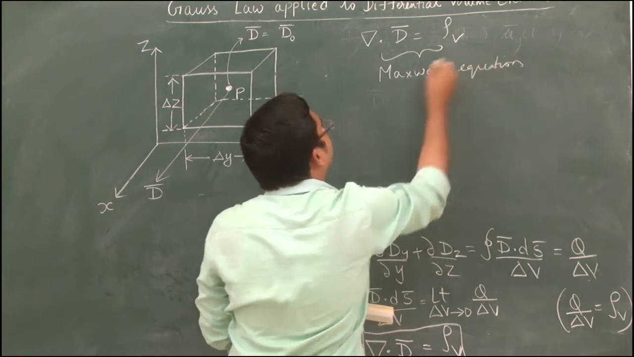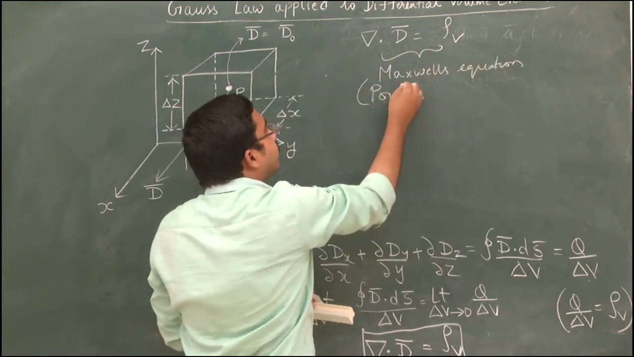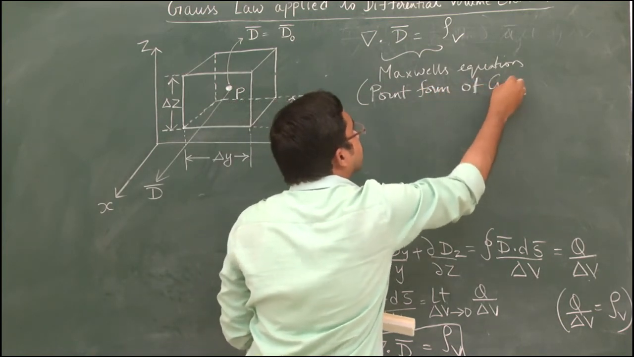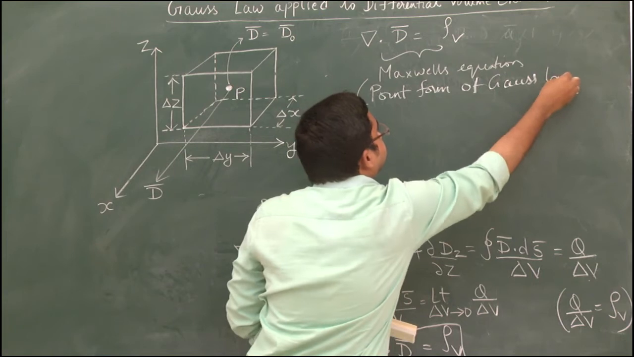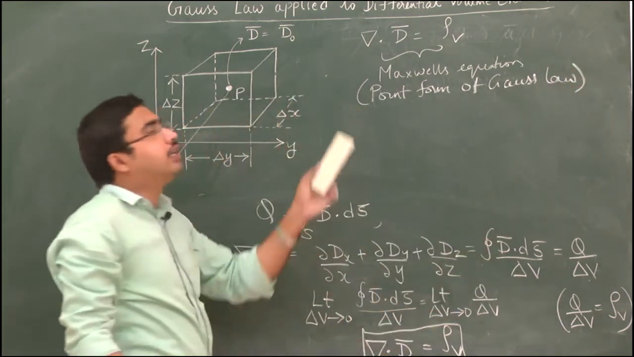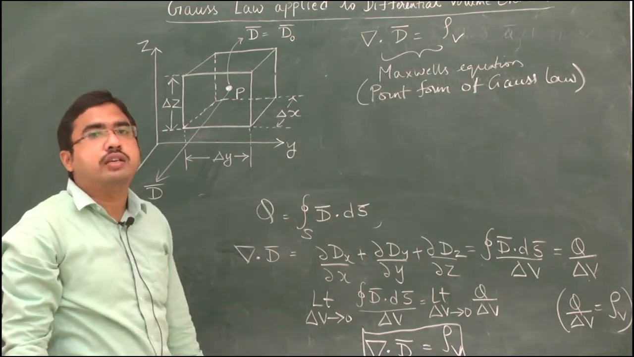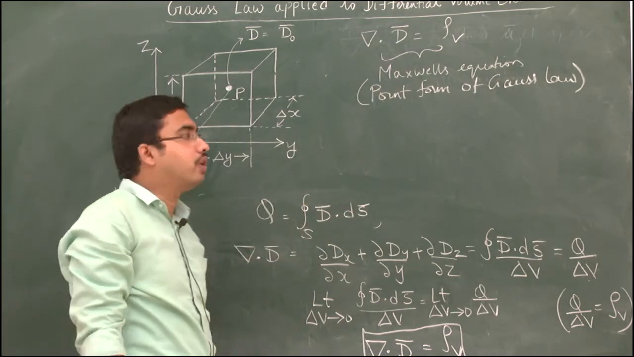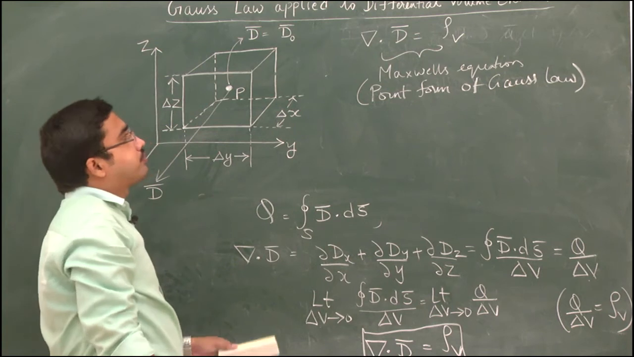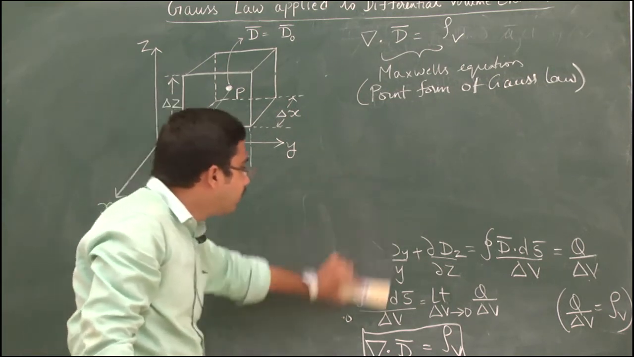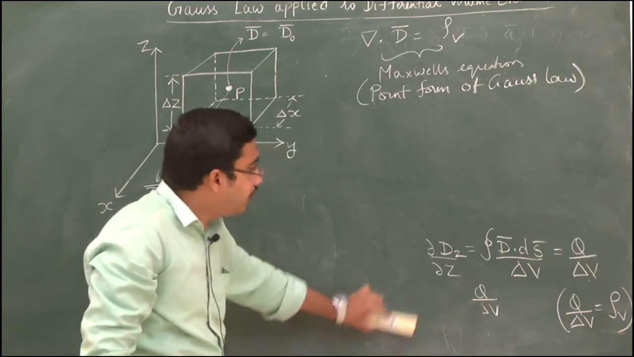Or this is also called as point form of Gauss law. Del dot D bar equal to rho V is also called as Maxwell's equation or point form of Gauss law. Now, let us see what is meant by the physical meaning of divergence.